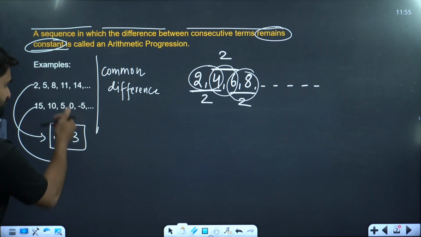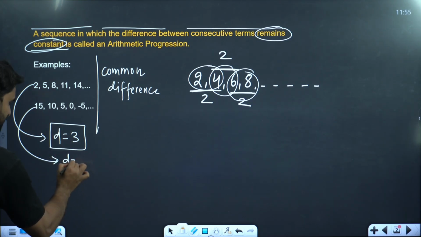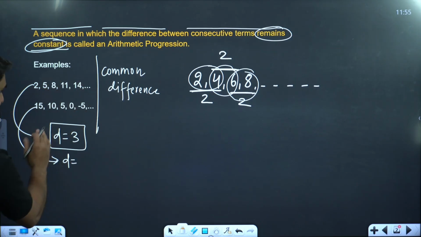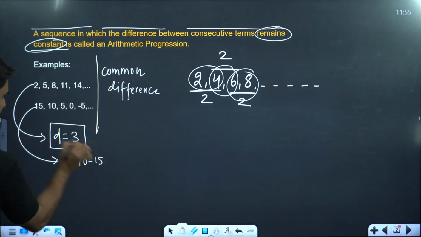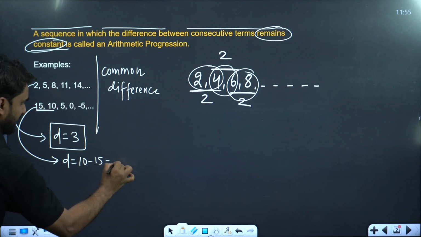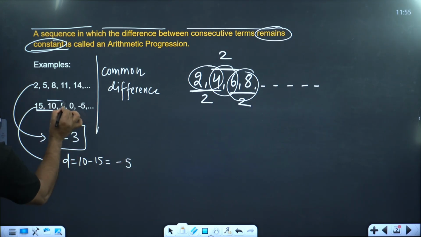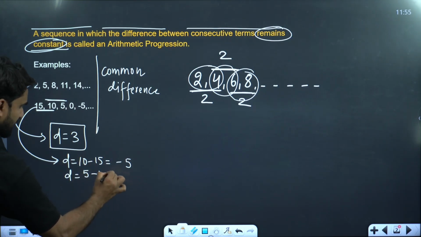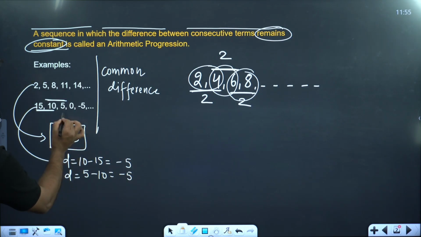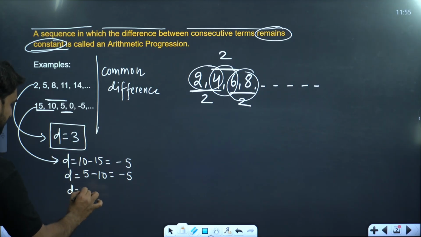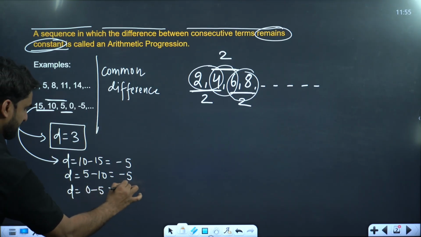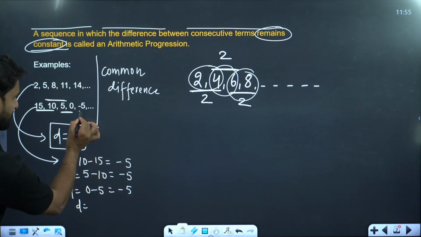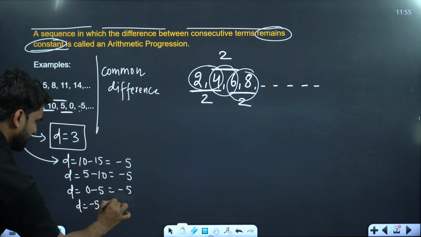Find out the difference. To calculate the difference, always subtract the preceding number from the succeeding number. So D will be equal to 10 minus 15. I am calculating the difference between these two. So we are getting minus 5. Similarly, let's find out D between these: 5 minus 10 is minus 5. Check between every number: 0 minus 5 is minus 5. And similarly here D will be minus 5 minus 0, which is minus 5.